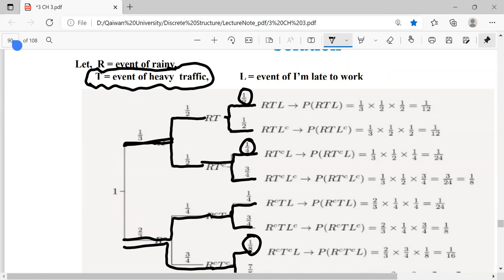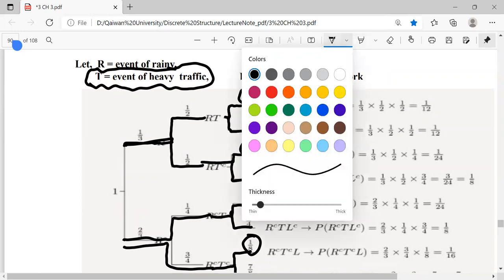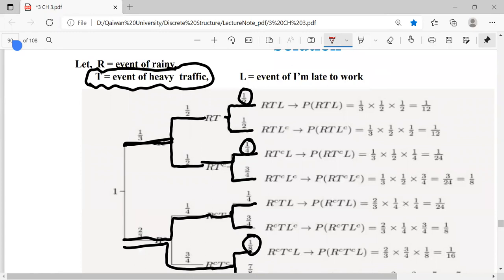here, so what's the probability of being rainy, not heavy traffic, and being late? I'm gonna go through the line. Look, rainy, not being traffic, and late. That means you multiply 1/3 by 1/2 by 1/4. That's all. We just multiply those numbers. Just go through the way. Okay.